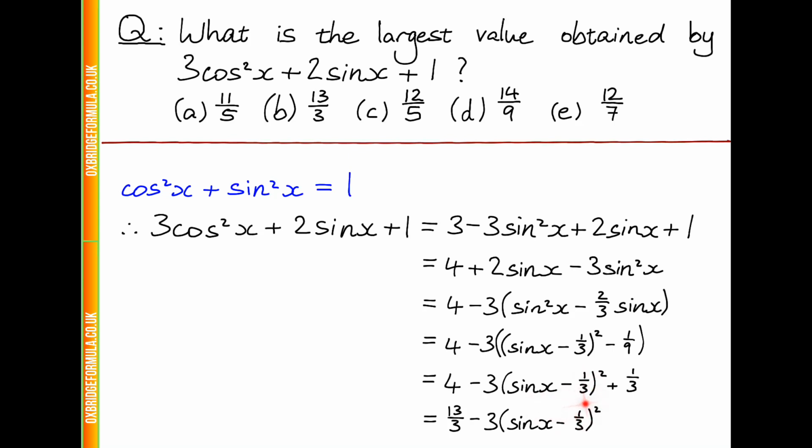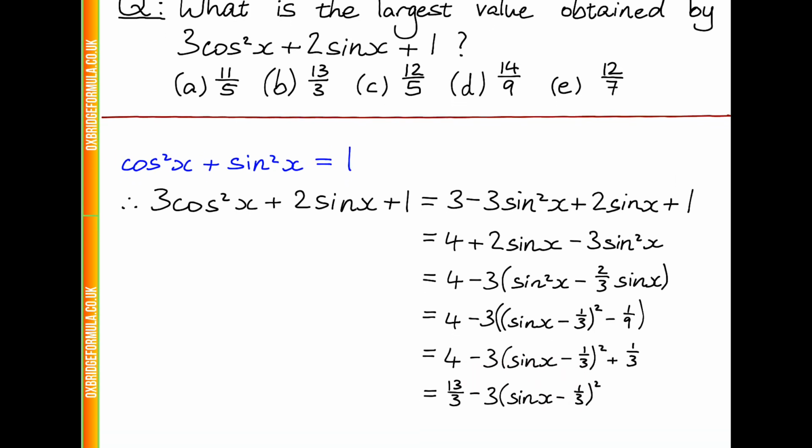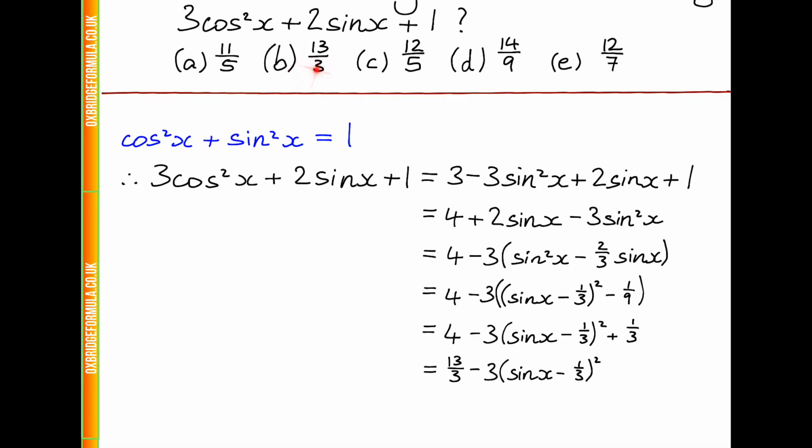So therefore, we can conclude that the largest value which can be obtained by this expression is 13 over 3. And we see that that's on our list as option B. So our answer is option B, 13 over 3.